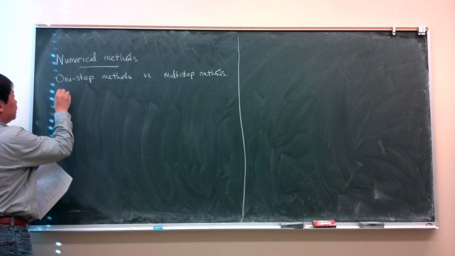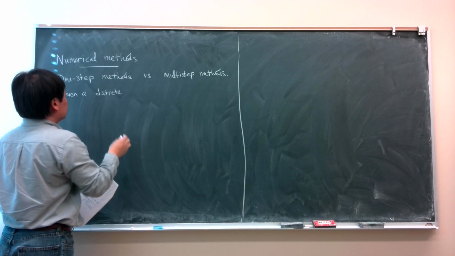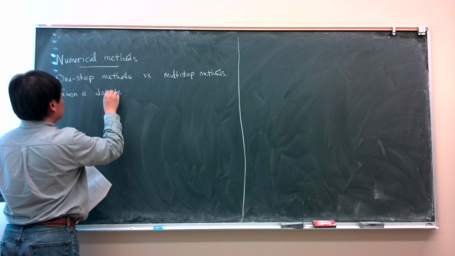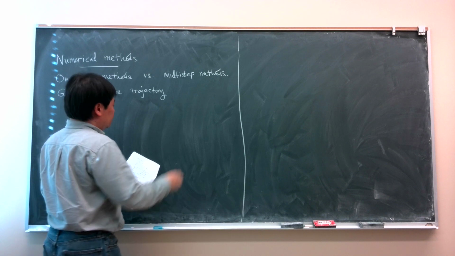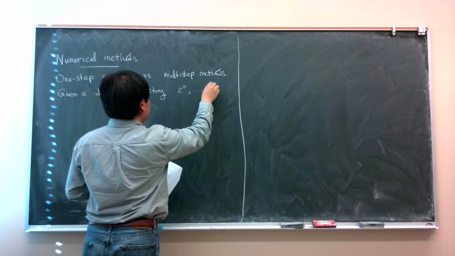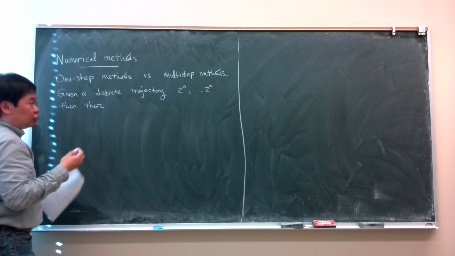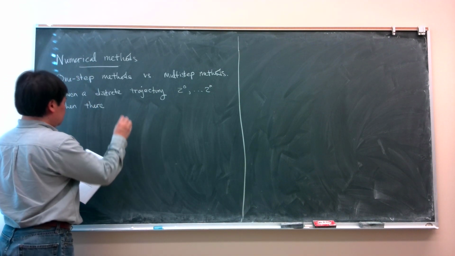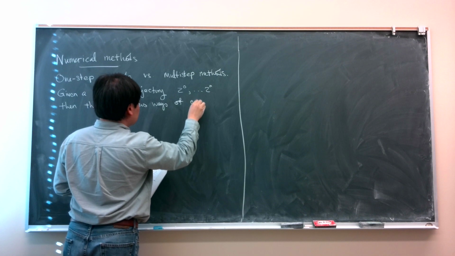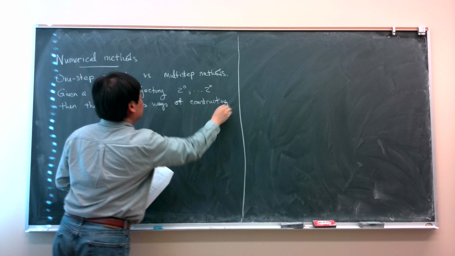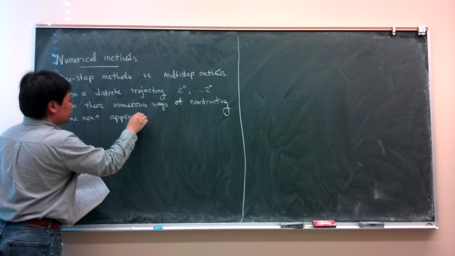Okay, so if you're given a discrete trajectory, say z0 all the way up to zn, then there are many ways of constructing the next term in the sequence, which, of course, I would denote by zn plus 1.